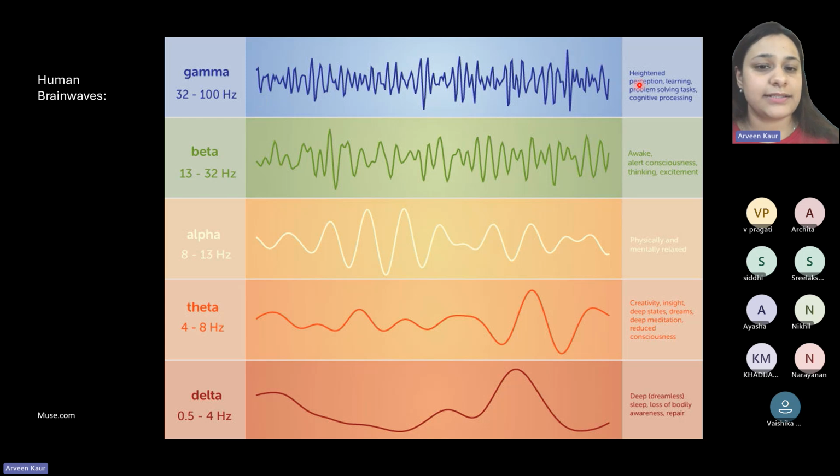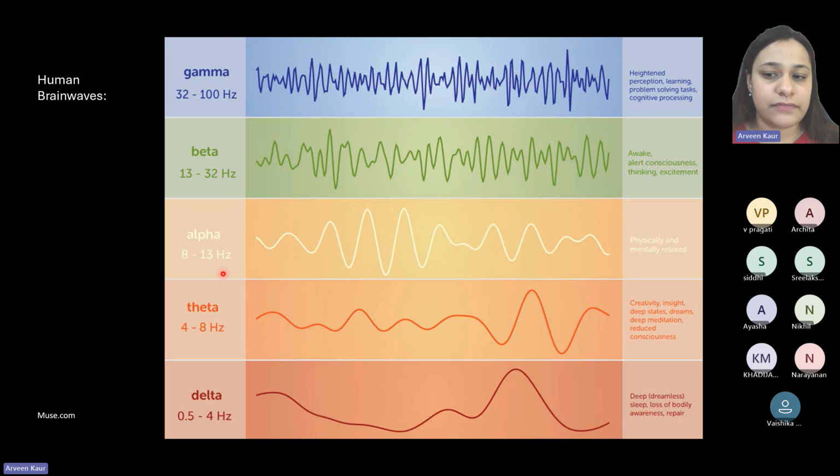It is when the brain is most active or alert, right? A person has heightened perception. They are learning or problem solving, performing problem solving tasks, or doing some cognitive processing, right? Then second to it is beta, which signifies the brainwaves of a person who is majorly awake, alert or conscious and is thinking, or the person is excited by some fact, right?